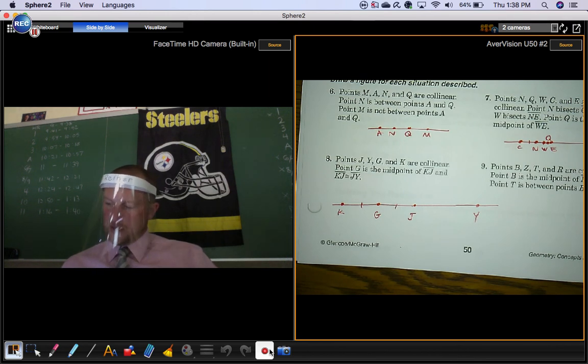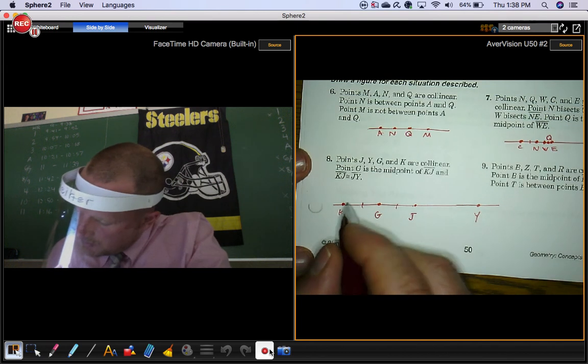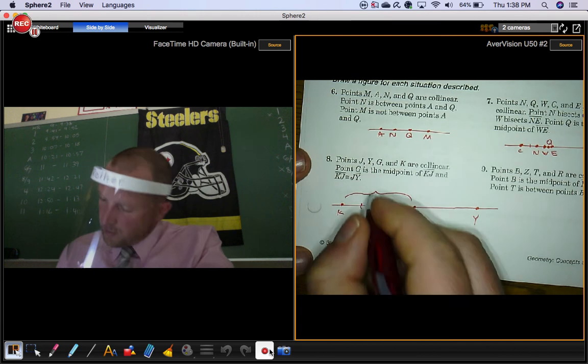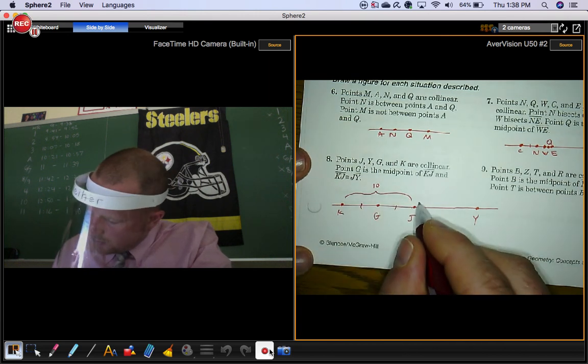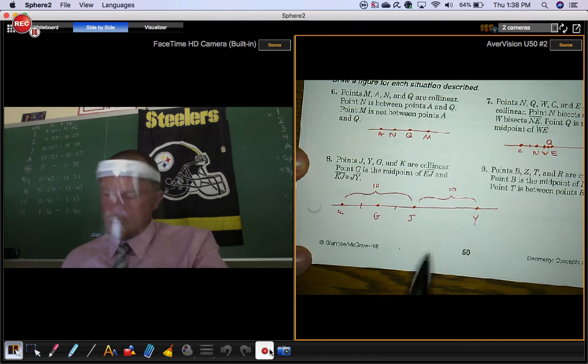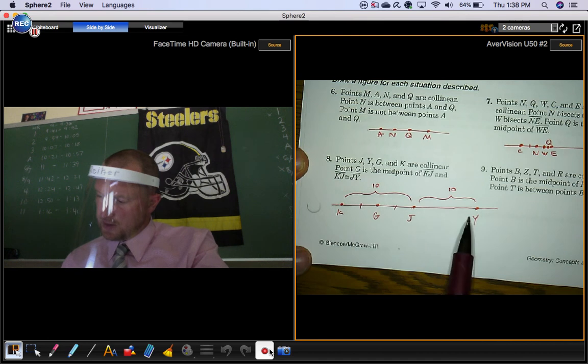It's really hard to kind of show that since we already have marks here. I guess we could do something like this. We could kind of make up our own length. That would show that point J is the midpoint, or segment KJ is congruent to segment JY.